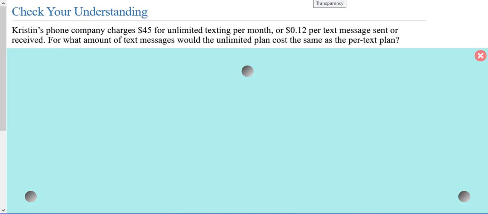In this Check Your Understanding, Kristen's phone company charges $45 for unlimited texting per month, or 12 cents per text message sent or received. For what amount of text messages would the unlimited plan cost the same as the per text plan? Pause the video and see if you can calculate this on your own.